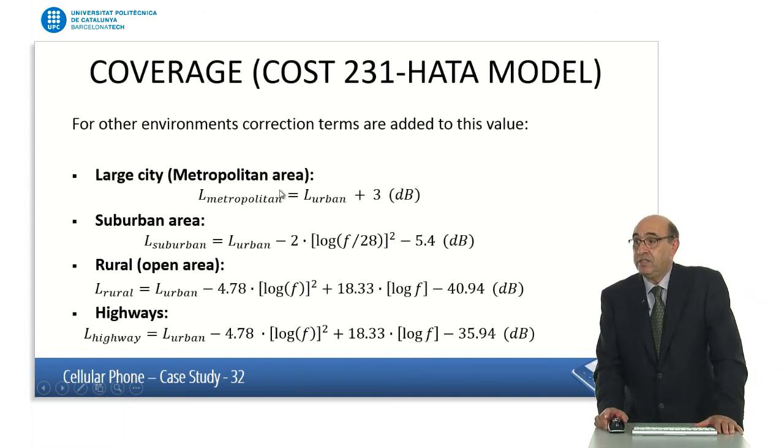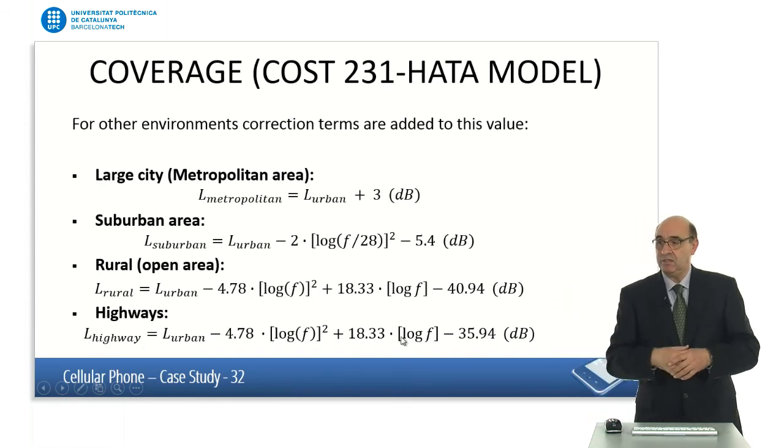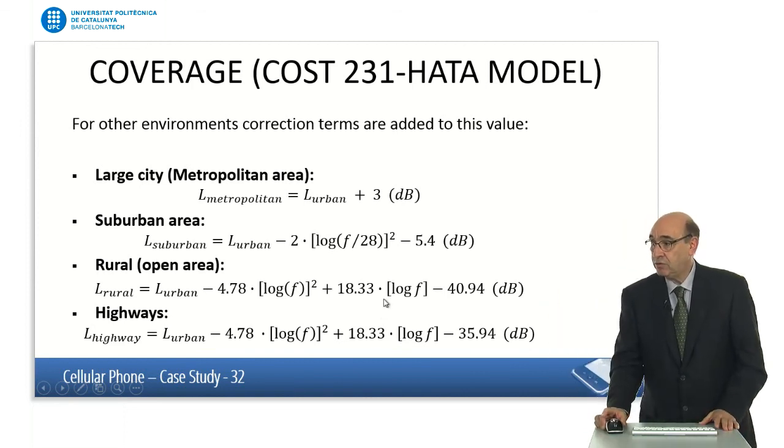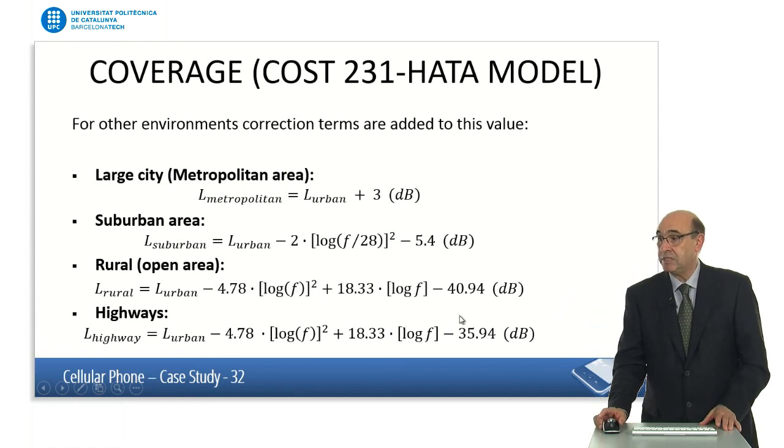If you are in a large city, in a metropolitan area, you add 3 dBs. If you are in the suburban area, things are better, so you have to subtract some values relative to the urban, to the city. If you are in a rural environment, you will still take out some other things. If you are on a highway, and this is just a nice open area, then you have a different model. These two are the same, they only differ in 5 dBs.